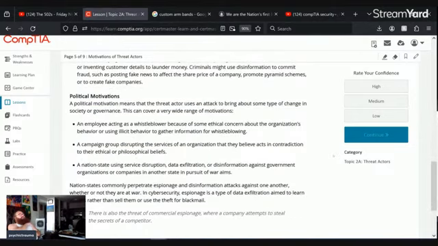Political motivations. A political motivation means that the threat actor uses an attack to bring about some type of change in society or governance. This can cover a wide range of motivations. An employee acting as a whistleblower because of some ethical concern about the organization's behavior, or using illicit behavior to gather information for whistleblowing.